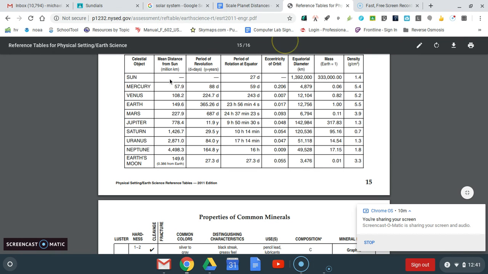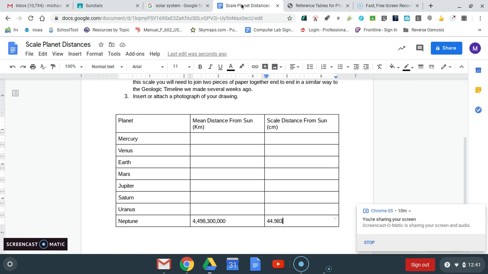Remember, all of these distances are from the sun, not from one planet to the next. This is going to be a lot like the geologic timeline activity that you did, but now it's not time, it's distance. So on one end of your line, you're going to have the sun, and on the opposite end of the line, you're going to have Neptune at 44.983 centimeters. To get that distance of 45 centimeters roughly, you'll probably need to take two pieces of paper and attach them together end to end the long way, like you did when you made the geologic timeline. So it's going to be kind of similar to that.